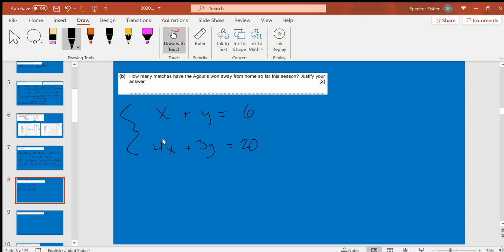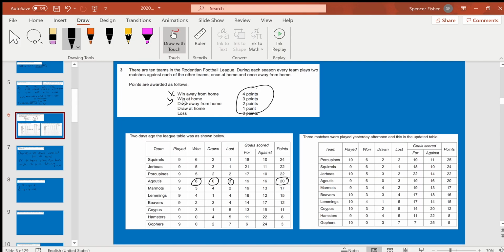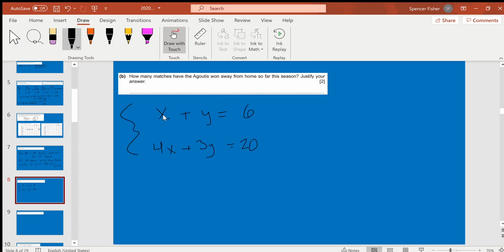Now, the key to doing these systems of equations is making sure you're solving for what you think you're solving for. If we're trying to find wins away from home, we need to make sure we're solving for whatever variable represents wins away from home. Since we're trying to solve for x, we want to eliminate the y's here. What we can do to do that is multiply the first equation by -3. That gives us -3x minus 3y equals -18. When we simplify, x equals 2. And that's the answer.